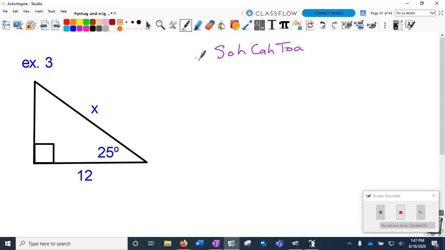SOHCAHTOA. And again, this helps us remember the order and what things are related to each other. Okay, now come over here to your triangle. Here's the right angle. So what do we call this side? Hypotenuse.